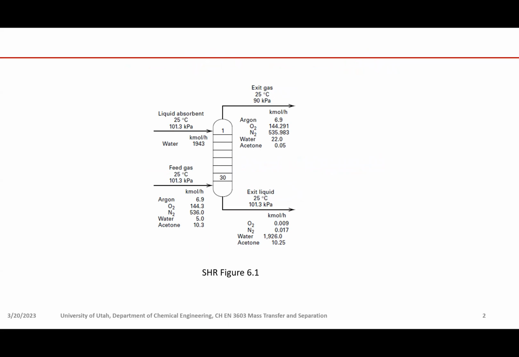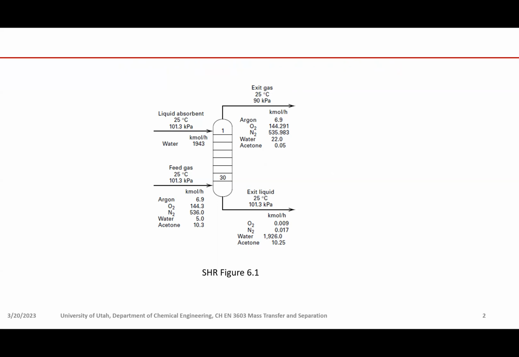Before we dive into details, let's briefly review this example we discussed in last week's lecture. In this case, we have an absorption tower, a tray tower, with 30 trays, and we have two feeds. We have a feed gas coming from the bottom of the tower going upward, and we have a liquid feed, an absorbent, coming from the top of the tower and coming down. We have two exit streams, one exit liquid and one exit gas.